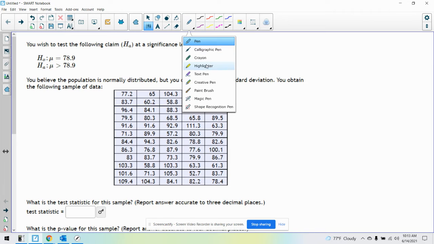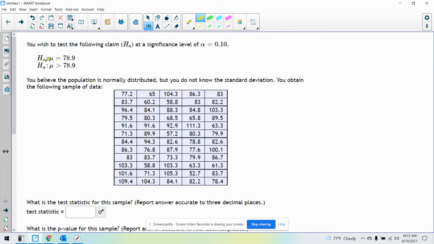So the first thing you should notice is that it says we do not know the standard deviation. We do not know sigma. So when sigma is unknown, we know it's going to be a t-test.